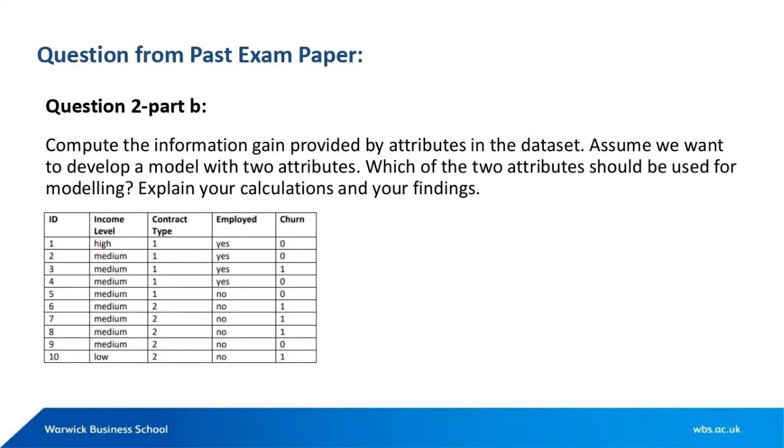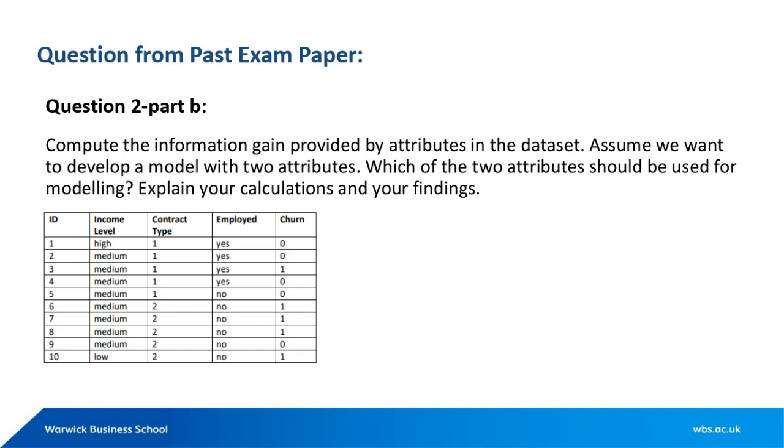In your exam, you can miss some important points which may affect your grade. For instance, in this particular exam question, this is question 2, part B, which is related to information gain. The students are asked to calculate information gain for this small data set. There are 10 instances here. As given in the question, assume that we want to develop a model with 2 attributes. The question is, which of the 2 attributes should be used for modeling? Explain your calculations and your findings.